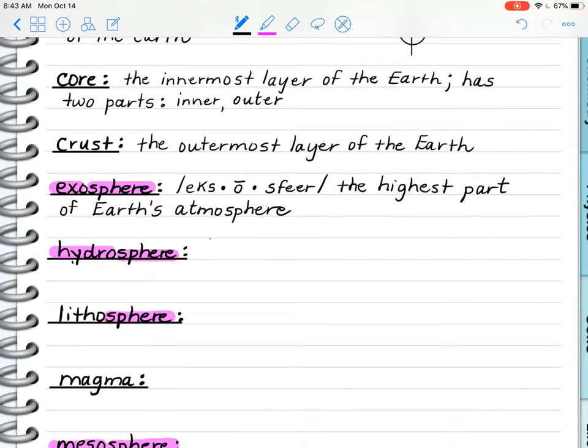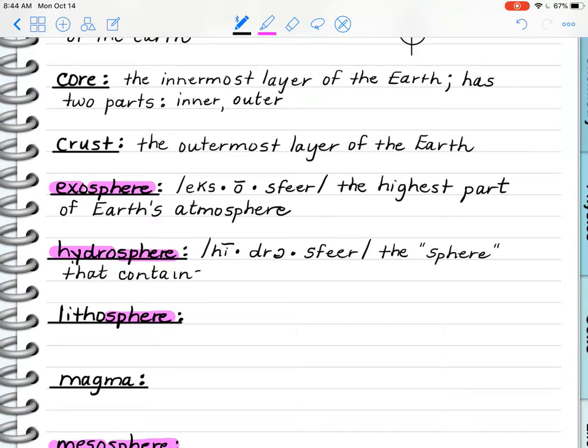Hydrosphere. Some people pronounce this hydrosphere. I think either is appropriate. Hydrosphere is the sphere, the ball, that contains all of Earth's water. Hydro means water. So the hydrosphere is the ball that contains all of Earth's water.